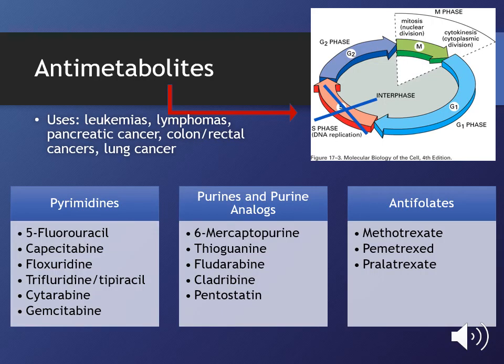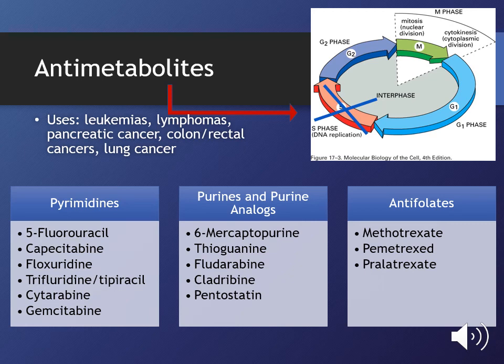Antimetabolites are cell cycle specific. They exert their actions within the S phase of the cell cycle. Antimetabolites resemble naturally occurring nucleotide bases that get falsely incorporated into DNA, eventually deactivating DNA and halting cellular synthesis.